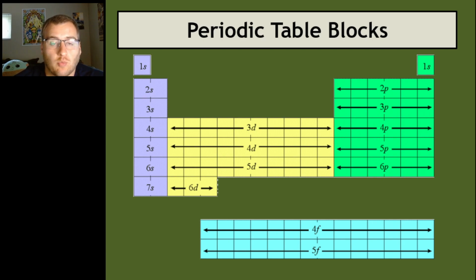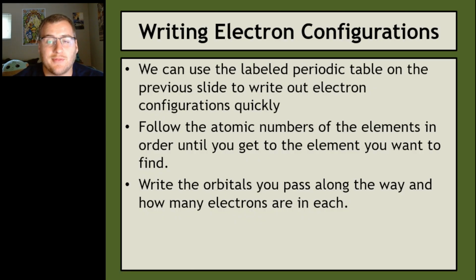And we're going to use this to actually write electron configurations, and it's kind of a shortcut. We don't need to know all this other excess information we were talking about. I'm going to go through several examples in just a minute, and that's what you need to know how to do. It's just understanding the examples. If you don't understand these letters and numbers, especially if we didn't talk about this in Honors Chem, you'll be kind of confused, but that's okay. We can use the labeled periodic table on the previous slide to write out electron configurations quickly. So follow the atomic numbers of elements in order until you get the element you want to find. Write the orbitals you pass along the way and how many electrons, or how many boxes, are in each.